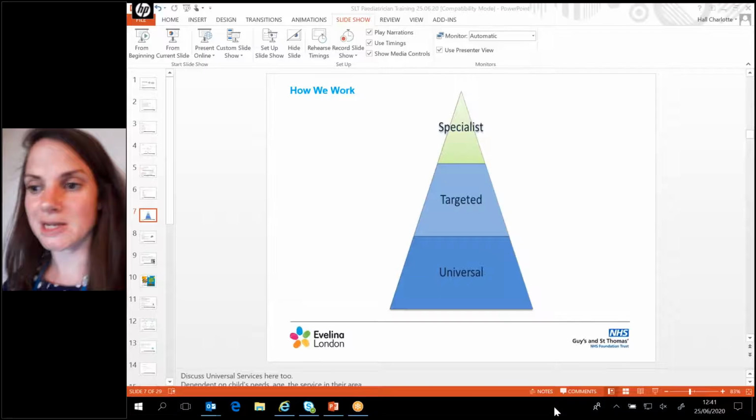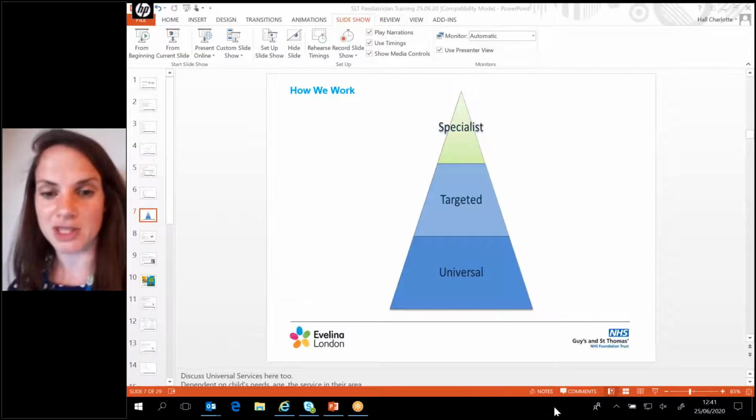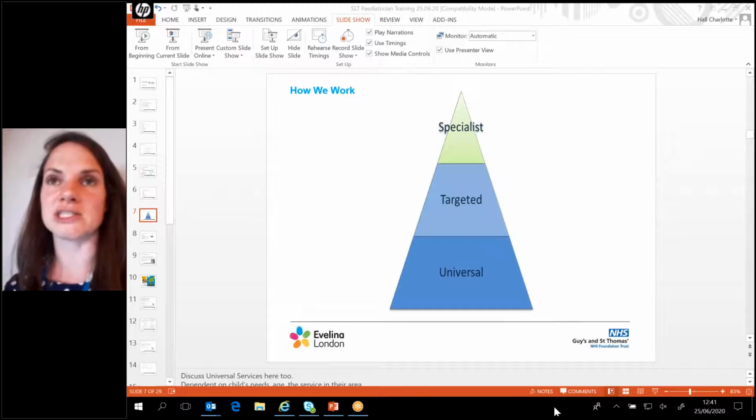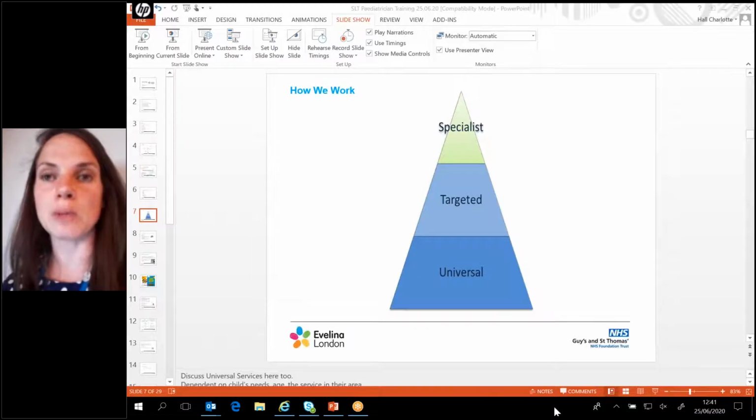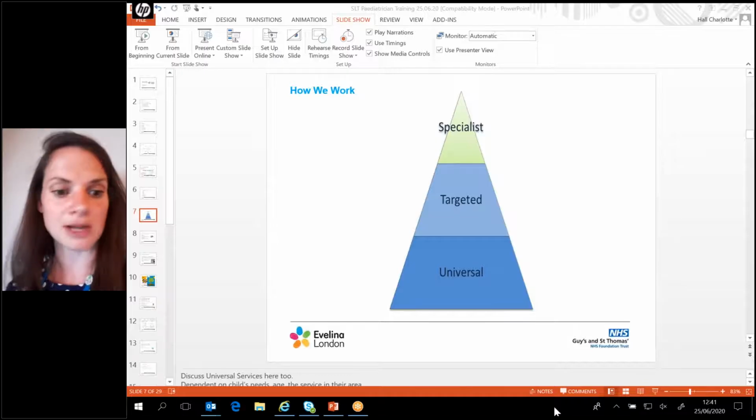So at a targeted level, we would be providing similar support to families, but to families who we've maybe identified have children who are at risk of early speech and language difficulties. For example, we might run some sort of group or intervention with families where we haven't identified that the children have speech and language difficulties yet, but they might be at risk. So for example, we might work with families where there's been difficulties in that early attachment, just to provide parents with ideas of how they can best support their child's early language development.